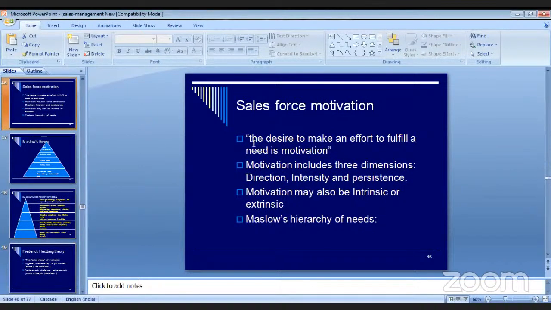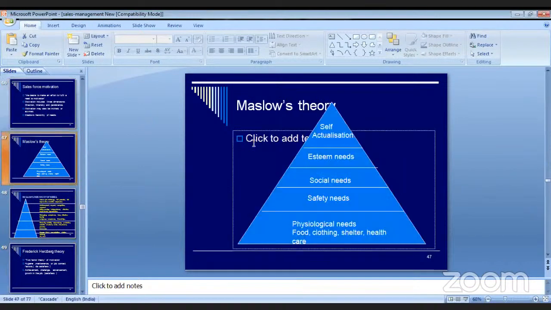There are a number of motivations. Different types of motivation are there. Maslow's theory of motivation, Frederick Herzberg's two-factor theory of motivation. So many types of motivation are there. So it is highly essential in case of sales. Motivation, Maslow's theory of needs.